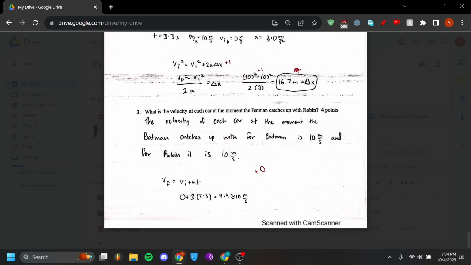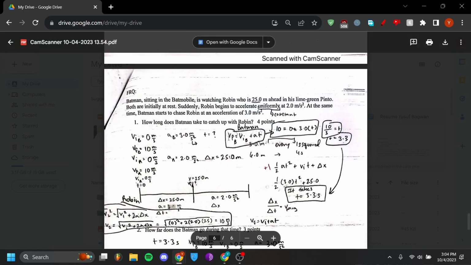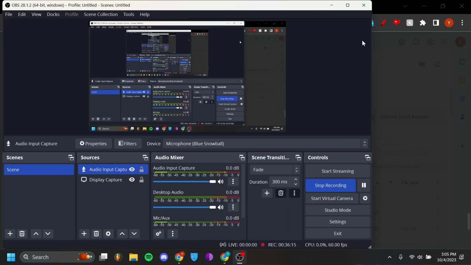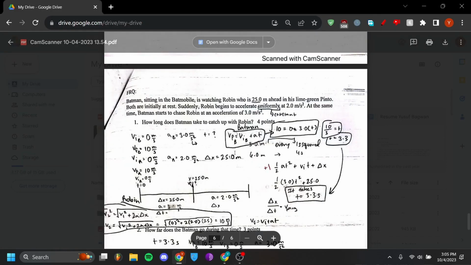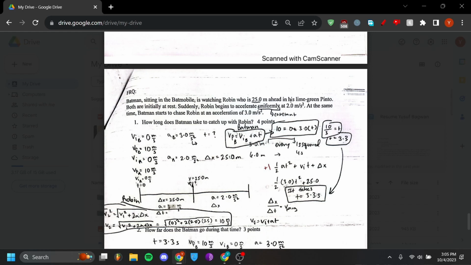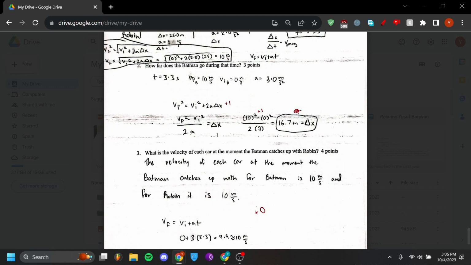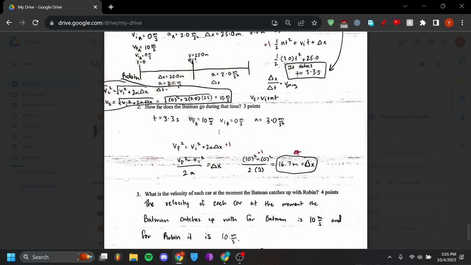All right, so right here, Batman sitting in the Batmobile is watching Robin, who is 25 meters ahead. Honestly, I didn't know how to do this. I just really didn't know how to do this question. I think this was something to do with the segmented motion diagram, I thought at the time anyway, and I really couldn't remember anything on how to do this.